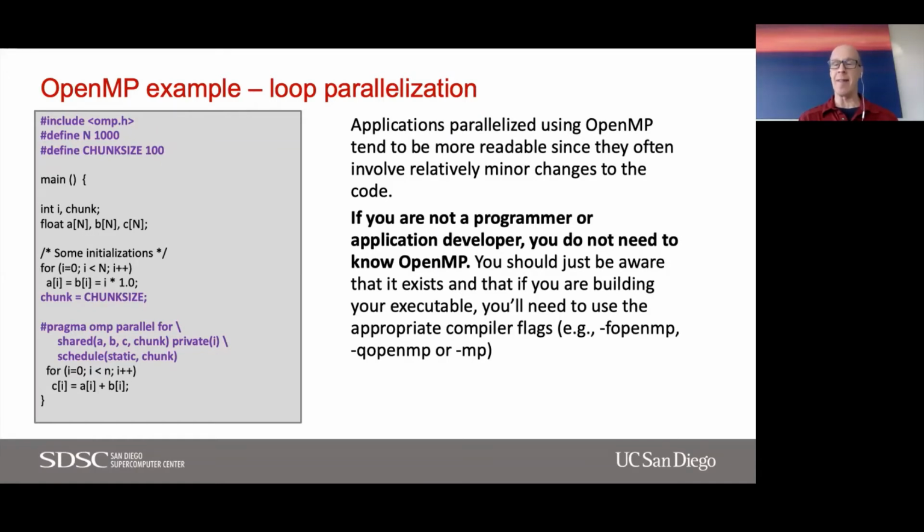Unfortunately, these are not standardized. I forget which of these apply to which compiler on Expanse, but across the Intel, PGI, and GCC compilers, they use different flags: -fopenmp, -qopenmp, or just -mp. Now you'll notice here, if you're a C programmer, that this pragma begins with a hash. What this means is if you're not enabling OpenMP, that's just going to be treated as a comment.